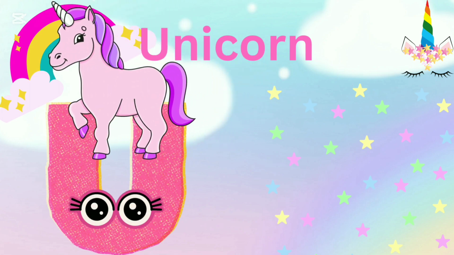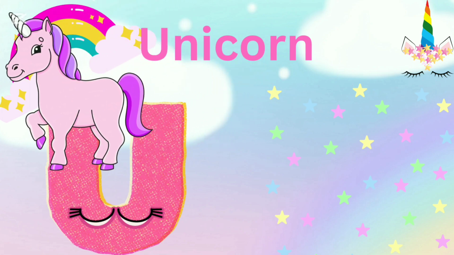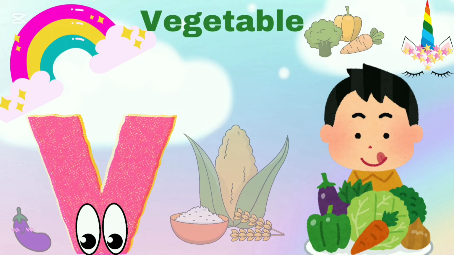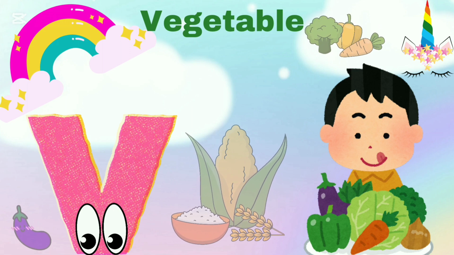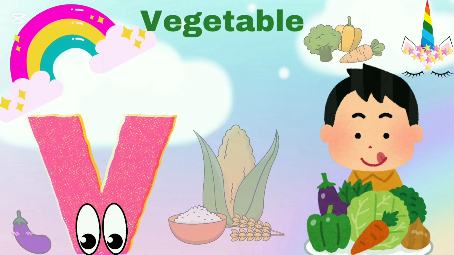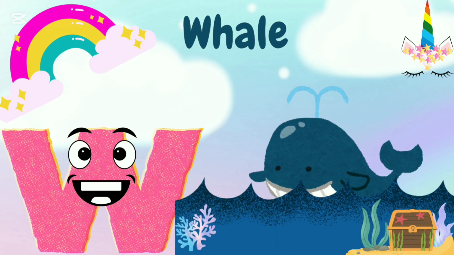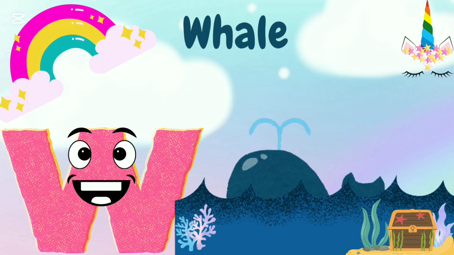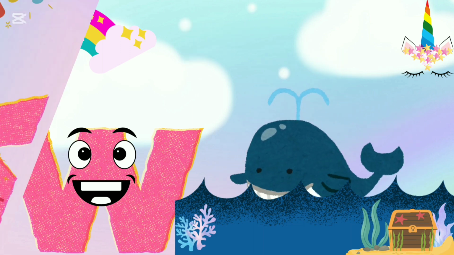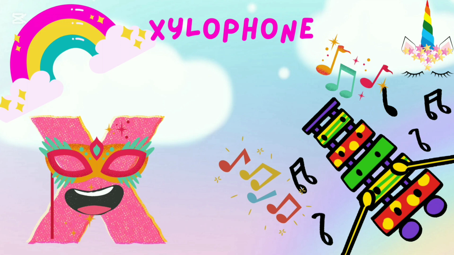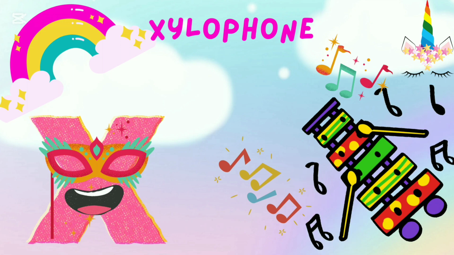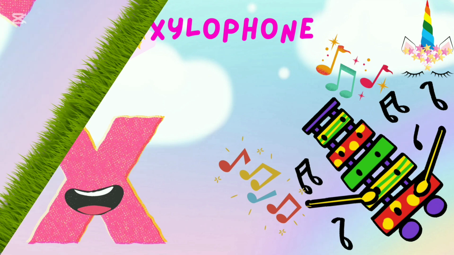U for unicorn. V for vegetable. W for whale. X for xylophone.